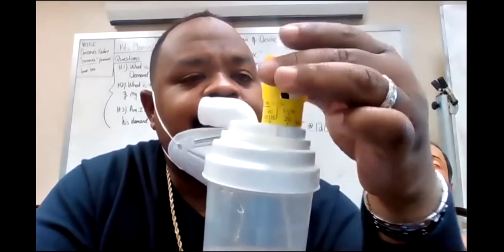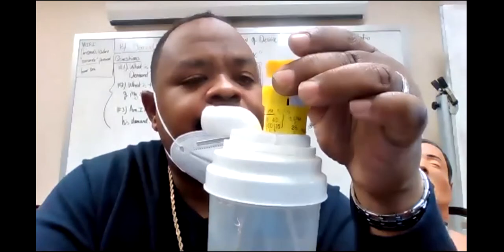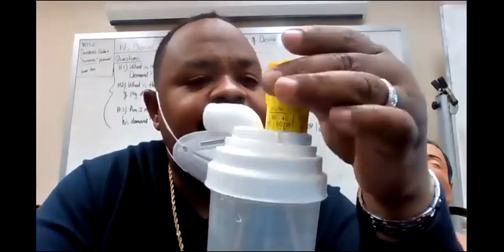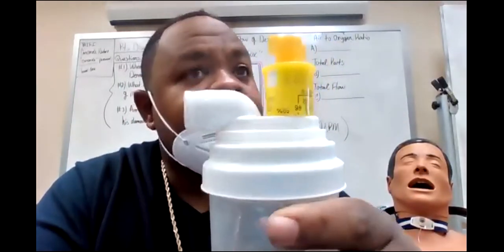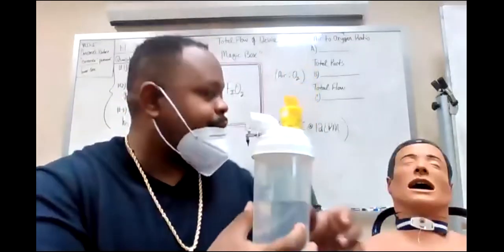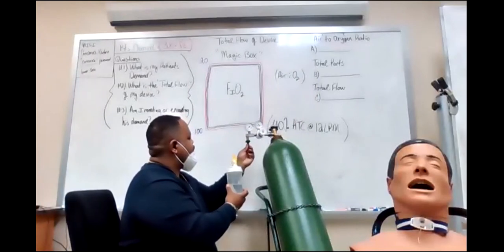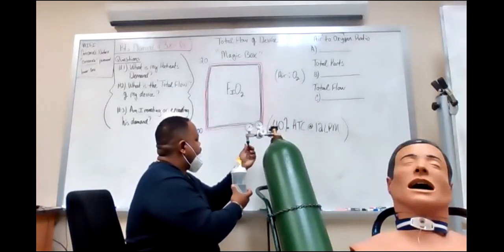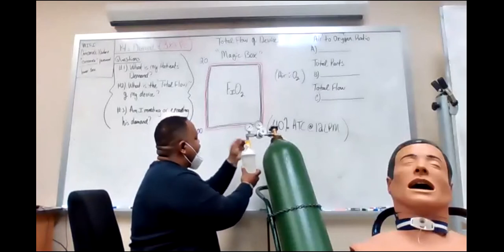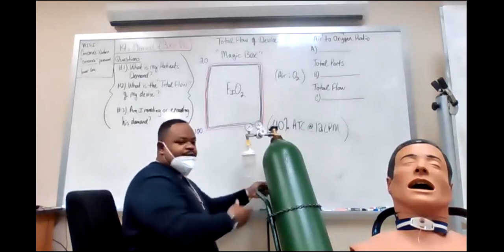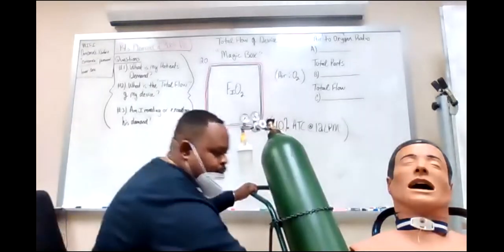Watch when I go to 98% FiO2. See how the window getting smaller? The 40, 60, 80, 98%. Look at the windows now. Damn near closed, right? So that means if I'm hooked to oxygen, if I have this hooked to oxygen, I hook it up just like this. This is how I hook the first part of it up, okay?